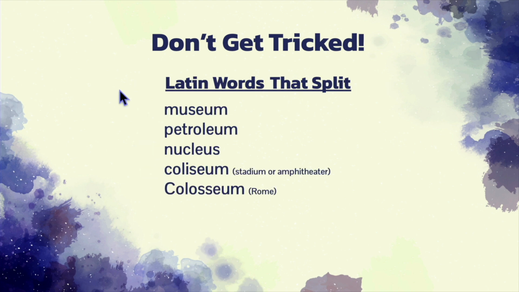There are also some words from Latin that split between the E and the U, like museum, petroleum, nucleus, coliseum. Coliseum spelled this way refers to a stadium or amphitheater. Coliseum spelled this way with a capital C refers to the specific amphitheater in Rome.